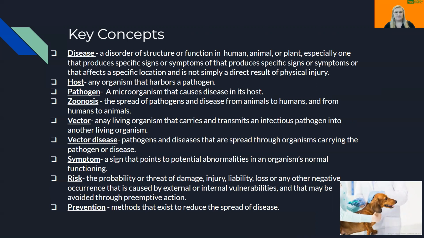Vector disease is pathogens or diseases that are spread through organisms carrying the pathogen or disease. A symptom is a sign that points to potential abnormalities in the organism's normal functioning. A risk is the probability or threat of damage, injury, liability, or loss, or even negative occurrence that is caused by external or internal vulnerabilities that may be avoided through preemptive action.